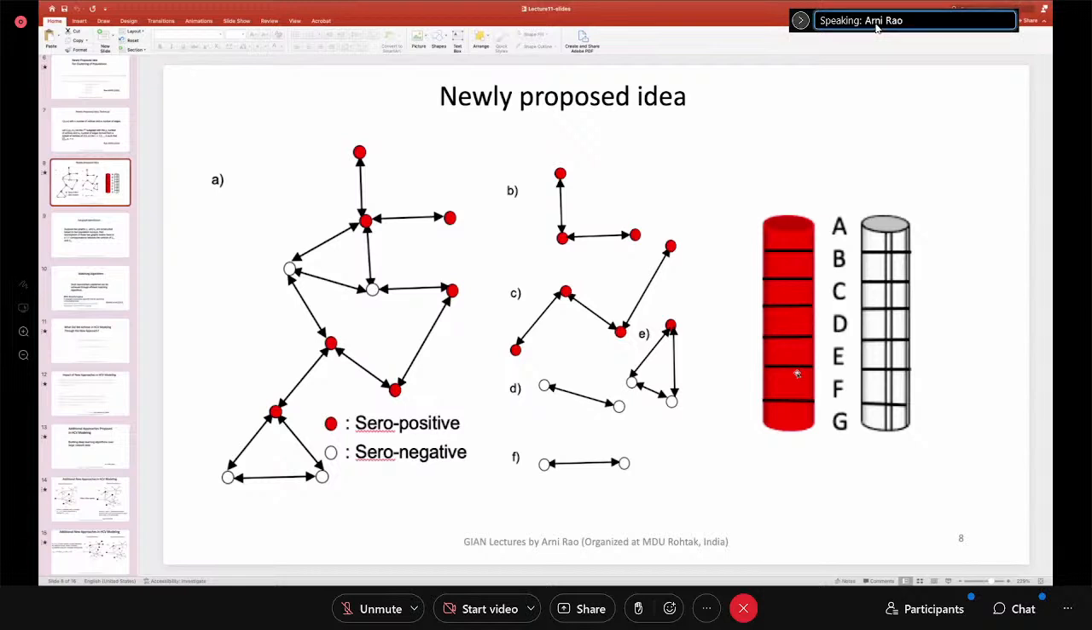Within the sample, you have to have both positive and negative people. Only then can you understand the transmission between them. If everyone is positive, then there is no transmission among them because they are already positive. If everyone is negative, there is no chance of getting infection among them.